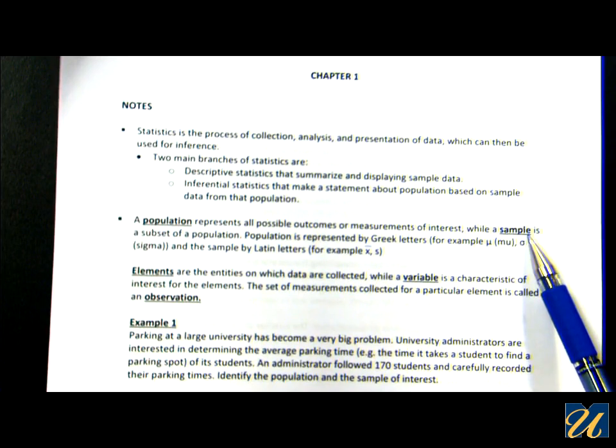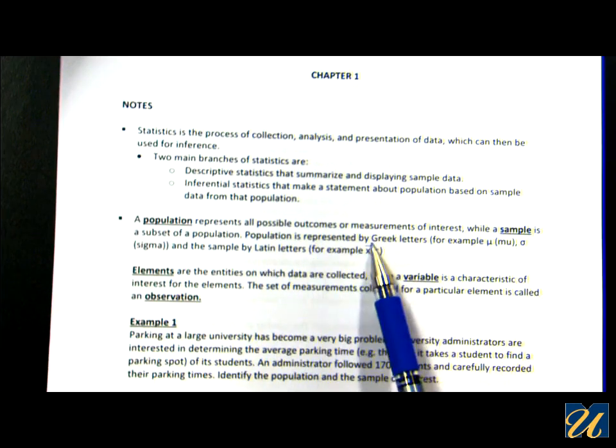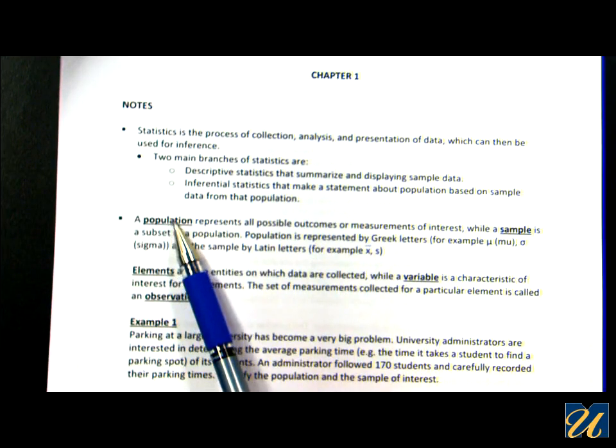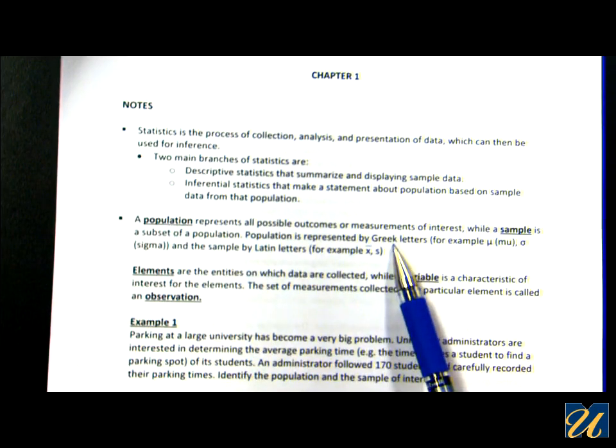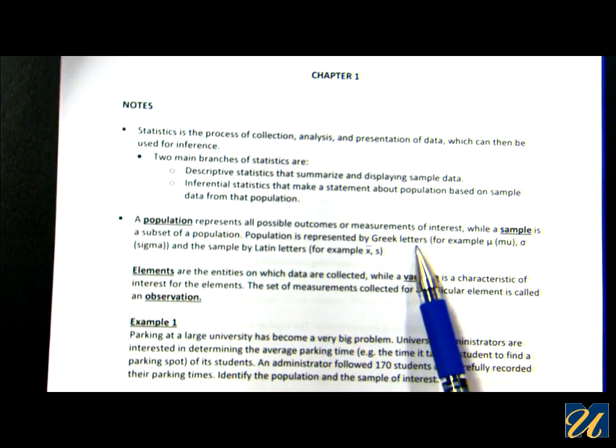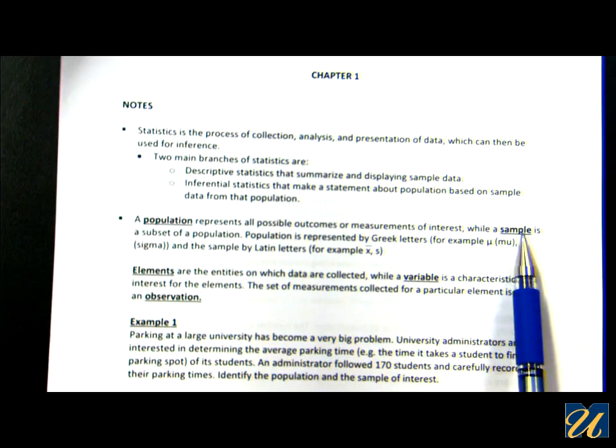What do we need to remember? That measurements that derive from a population, which are called population parameters, we use Greek letters to present them, while measurements that come from a sample, we use Latin letters to present them, and they're called sample statistics.